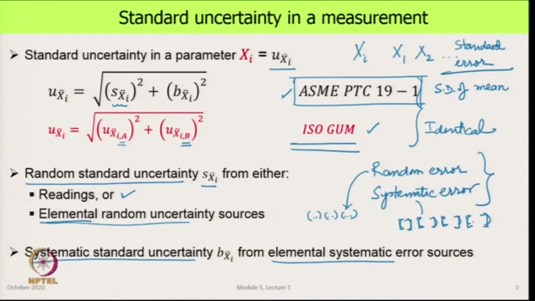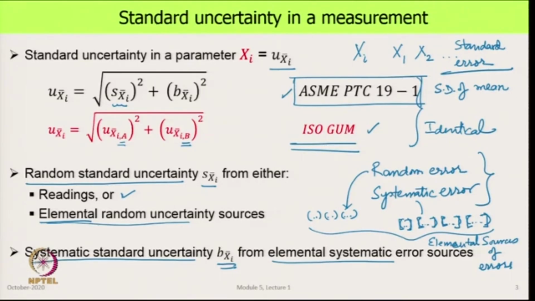Each one of these are elemental sources of error. In the systematic errors, we take the magnitude of all of these. We will see a procedure for doing that. Then we combine this in a mathematical formula and get b x_i bar. So, that is the big picture.